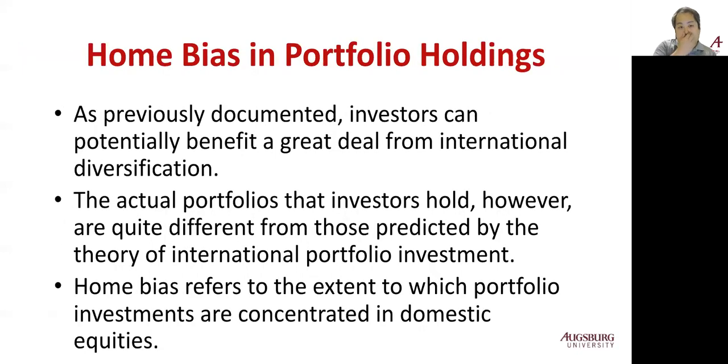Now, home bias. We can clearly see the bias toward the home market, which means that if you're a US investor, then you have a higher proportion in the US market. If you're a Korean investor, you have a higher proportion in the Korean market. So it's not really, if it's perfectly efficient, right? The investor can potentially benefit a great deal from international diversification, but actually many investors behave quite differently. Home bias is one case.